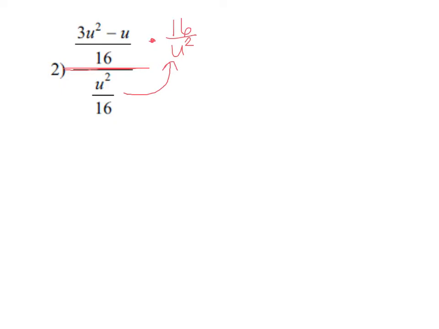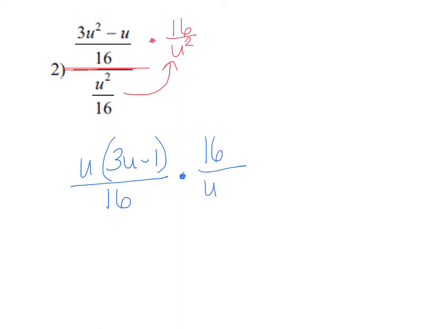Now notice on this one that this numerator, this 3u squared minus u, can actually factor a little bit. And so I'm going to go ahead and take the time, since this is our notes and we want it to look kind of neat so that we can follow, to rewrite this. It looks like I can pull a u out, so then I'll have 3u minus 1, all over the 16. And that's going to get multiplied by 16 over u squared.